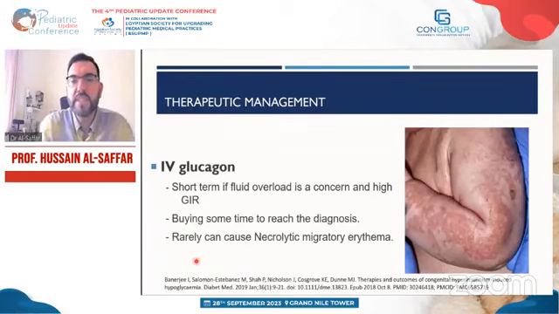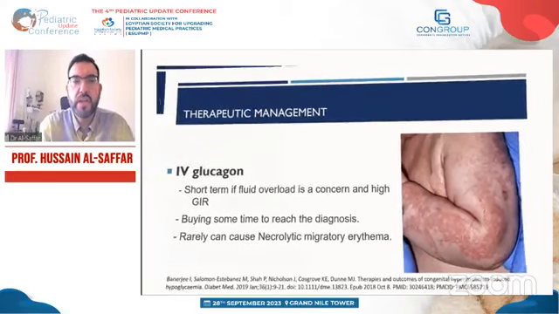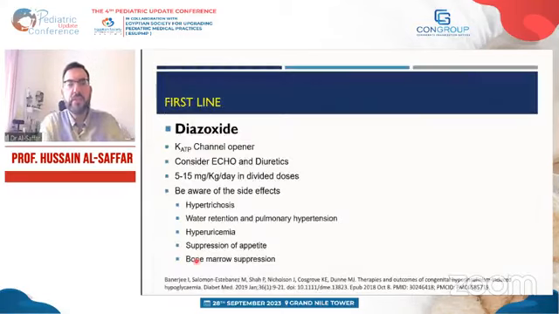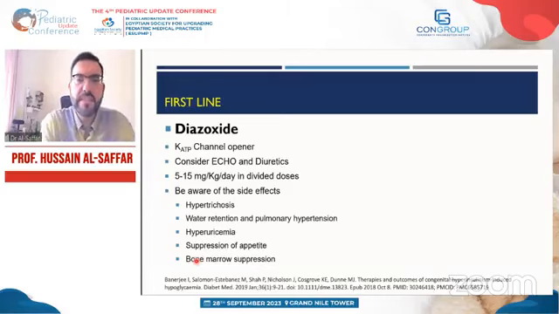This side effect usually disappears within 2 to 3 days after stopping the glucagon. The first line of management in patients with congenital hyperinsulinism is diazoxide. You remember I showed you earlier the potassium ATP channel that is closed by mutation. So diazoxide is basically a channel opener, working on that channel, trying to make it work to stop the depolarization that is occurring and leading to calcium influx.